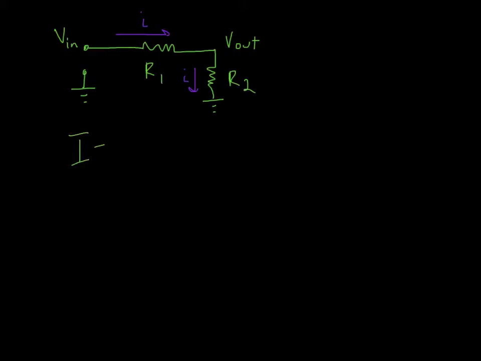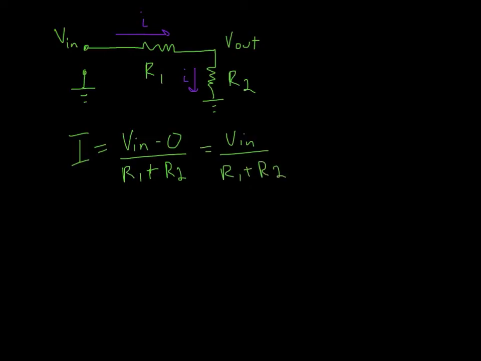So I is just going to be equal to V in minus 0. That's the entire voltage drop here, right? It's V in to 0 divided by R1 plus R2. The whole effective resistance of this thing is R1 plus R2. So I is just going to be equal to V in over R1 plus R2.